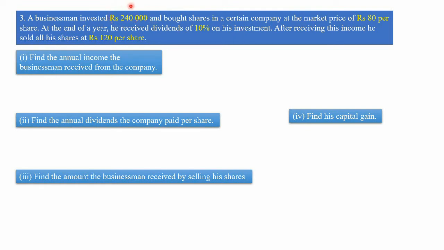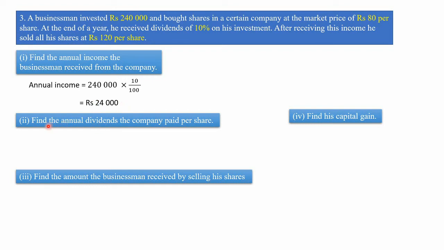His investment is 240,000. So 10% of 240,000, you can calculate by this method: 240,000 into 10 over 100. What is the answer? 10% of his investment is 24,000. This is the value of his income. This is the dividend income.